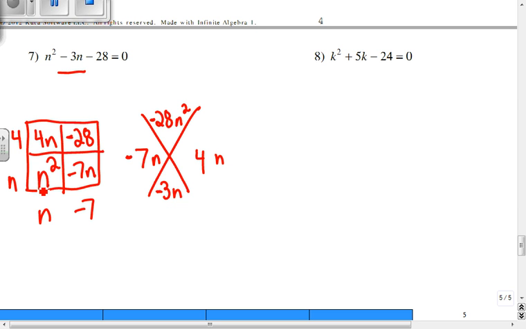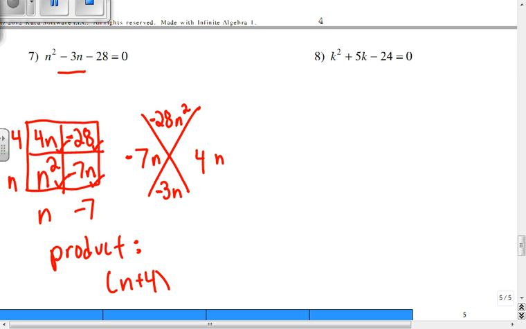Double check it, especially when you have negatives. It's very important to double check. Okay, negative 7 times 4, good. Negative 7 times n, good. N times n times 4. Very good. All right, our product.